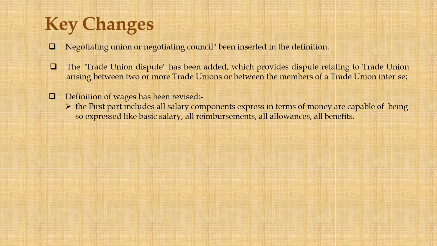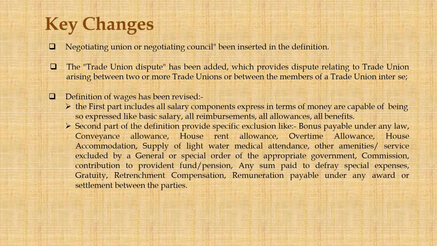house accommodation, supply of light and water, medical attendance, other amenities, service excluded by a general or special order of the appropriate government, commission, contribution to the provident fund or pension, any sum paid to defray special expenses, gratuity, retrenchment compensation, remuneration payable under any award or settlement between the parties. These are all the exclusions in the definition of wages.